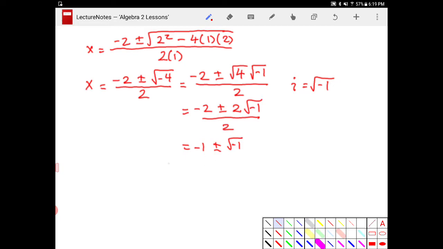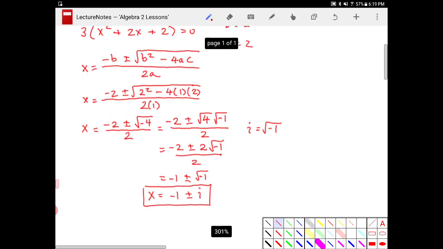So my final answer at the end is negative 1 plus or minus i. This is my final answer here. So this solution that I have right now is an imaginary solution.